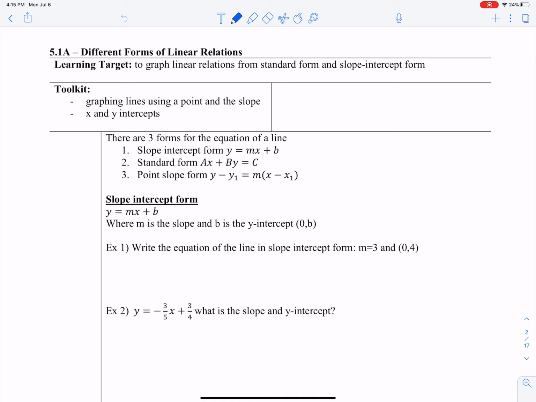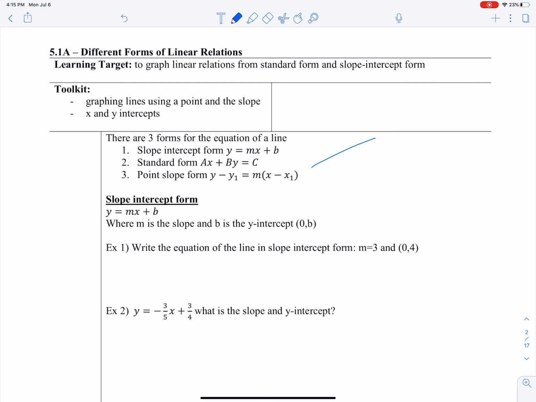This is 5.1a, Part 1. In this section, we're going to be looking at the equation of a line and the different forms of an equation of a line. When we're talking about a line here, it's always a straight line. For example, like this. Nothing curved. We're not going to be talking about any kind of curved lines at all. We're just looking at linear relations, so that means a straight line.